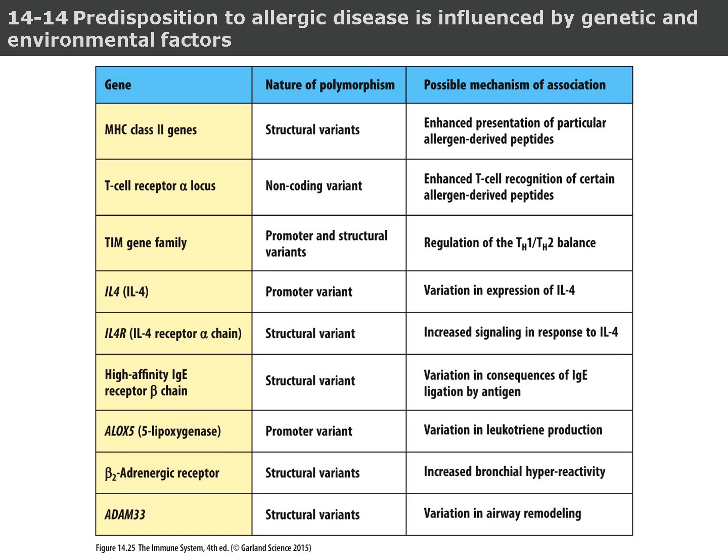Variants in the IL-4 and IL-4R genes alter the expression and signaling pathways of IL-4, a key cytokine in allergic responses. Changes in the high-affinity IgE receptor beta chain impact IgE-mediated activation. Variants in ALOX5 influence leukotriene production, affecting inflammation. Mutations in the beta-2 adrenergic receptor increase bronchial hyperreactivity, while changes in ADAM33 contribute to variation in airway remodeling.